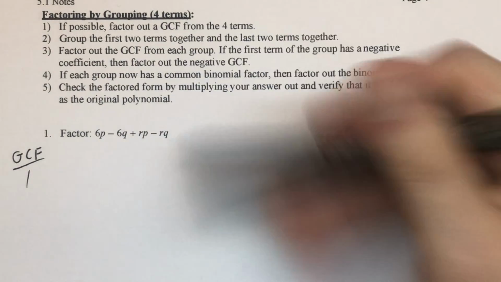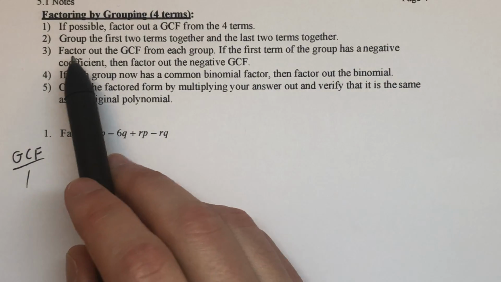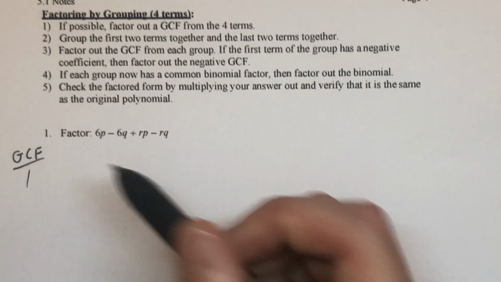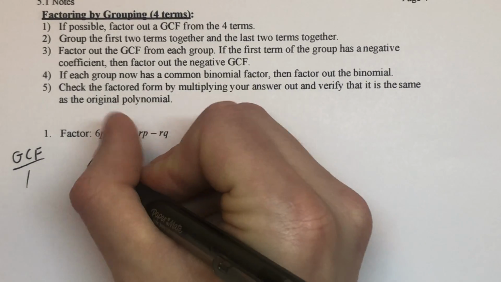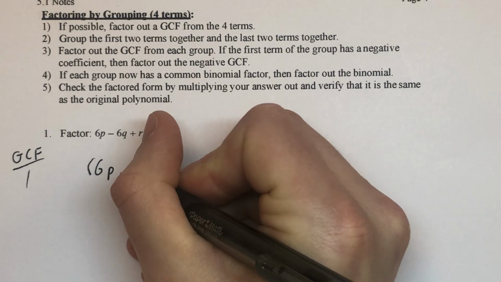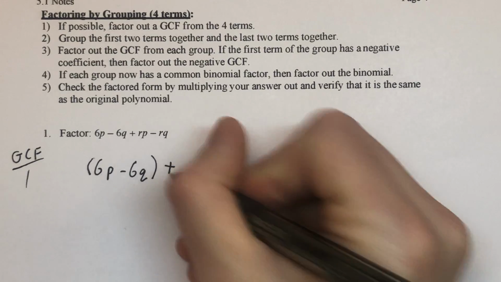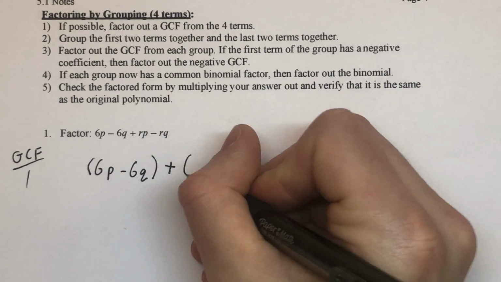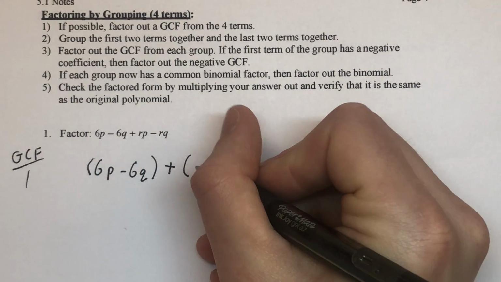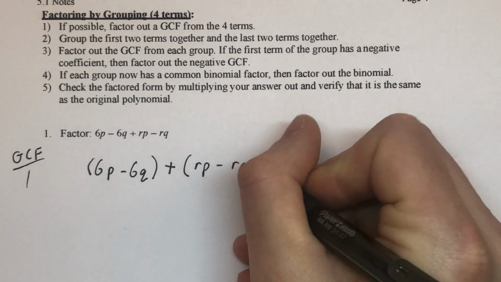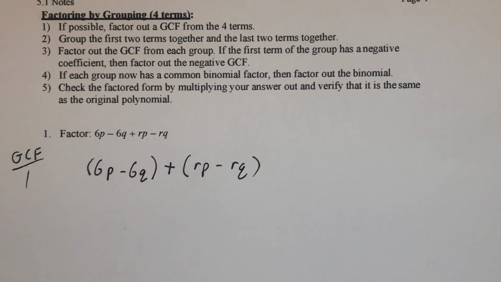And I'm just going to walk through it rather than bother reading the steps to you. It makes more sense as we see them play out. So the first step, the reason it's called grouping, is to group the first 2 terms together and the last 2 terms together. Okay, 4 terms total. So I'm going to start a set of parentheses with 6p minus 6q, and then put a plus sign in between those 2 and the next 2. And I'll come back and emphasize more of this plus sign for more future examples. So rp minus rq. So first 2 and second 2 grouped.